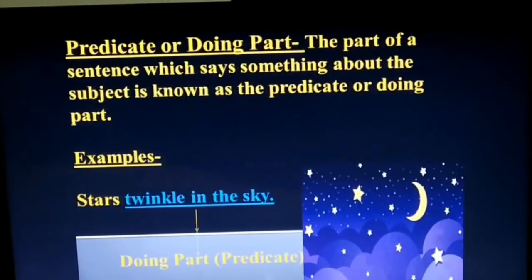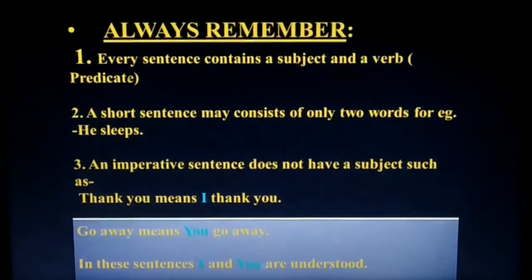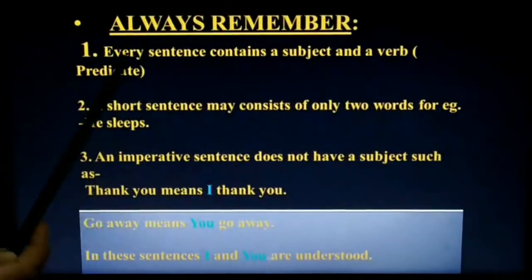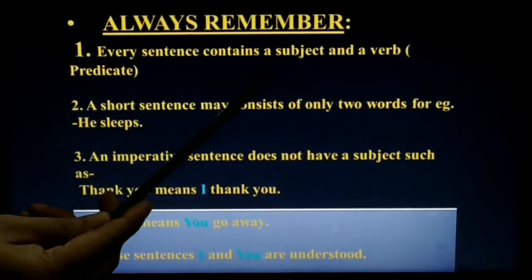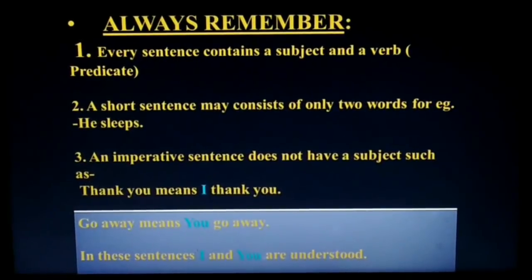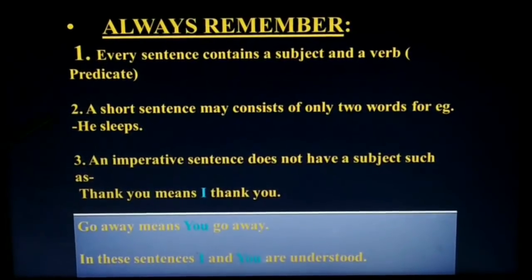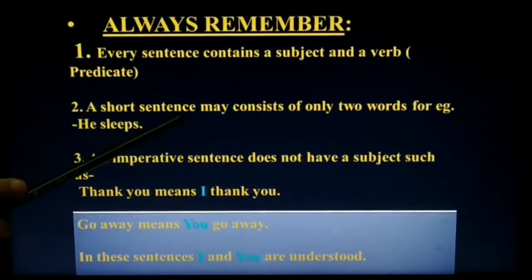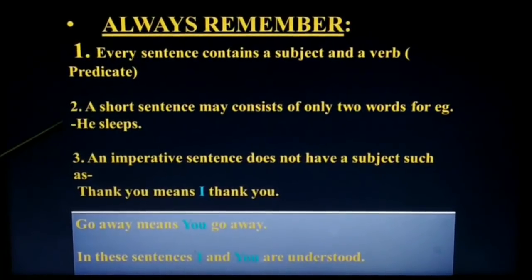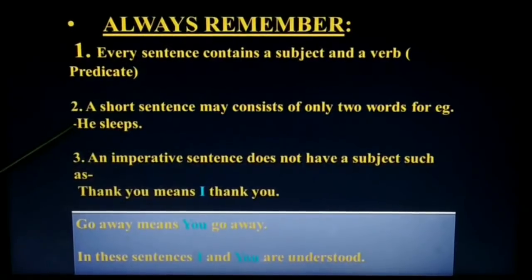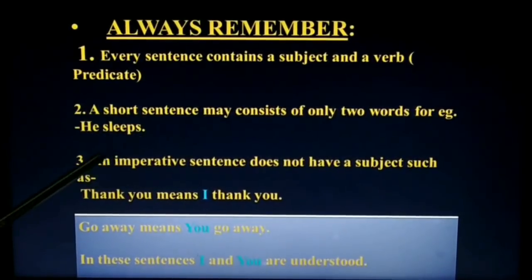Now, students, when you are doing subject and predicate, always remember a few points. Number one, every sentence contains a subject and a verb, meaning a predicate. Clear? Number two, a short sentence may consist of only two words. For example, he sleeps. Even this is a sentence, because he is the subject and sleeps is the predicate, meaning the verb. So it is a complete sentence.